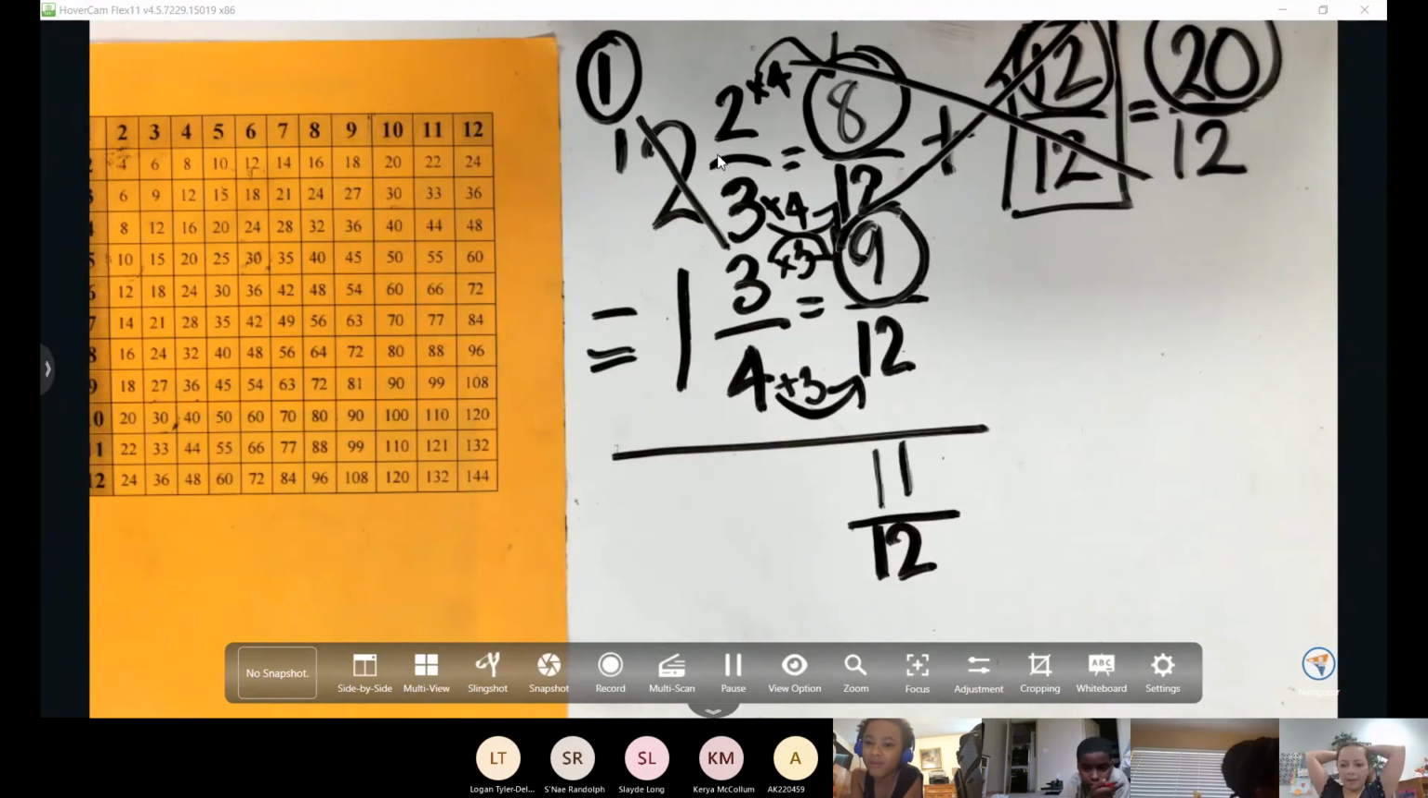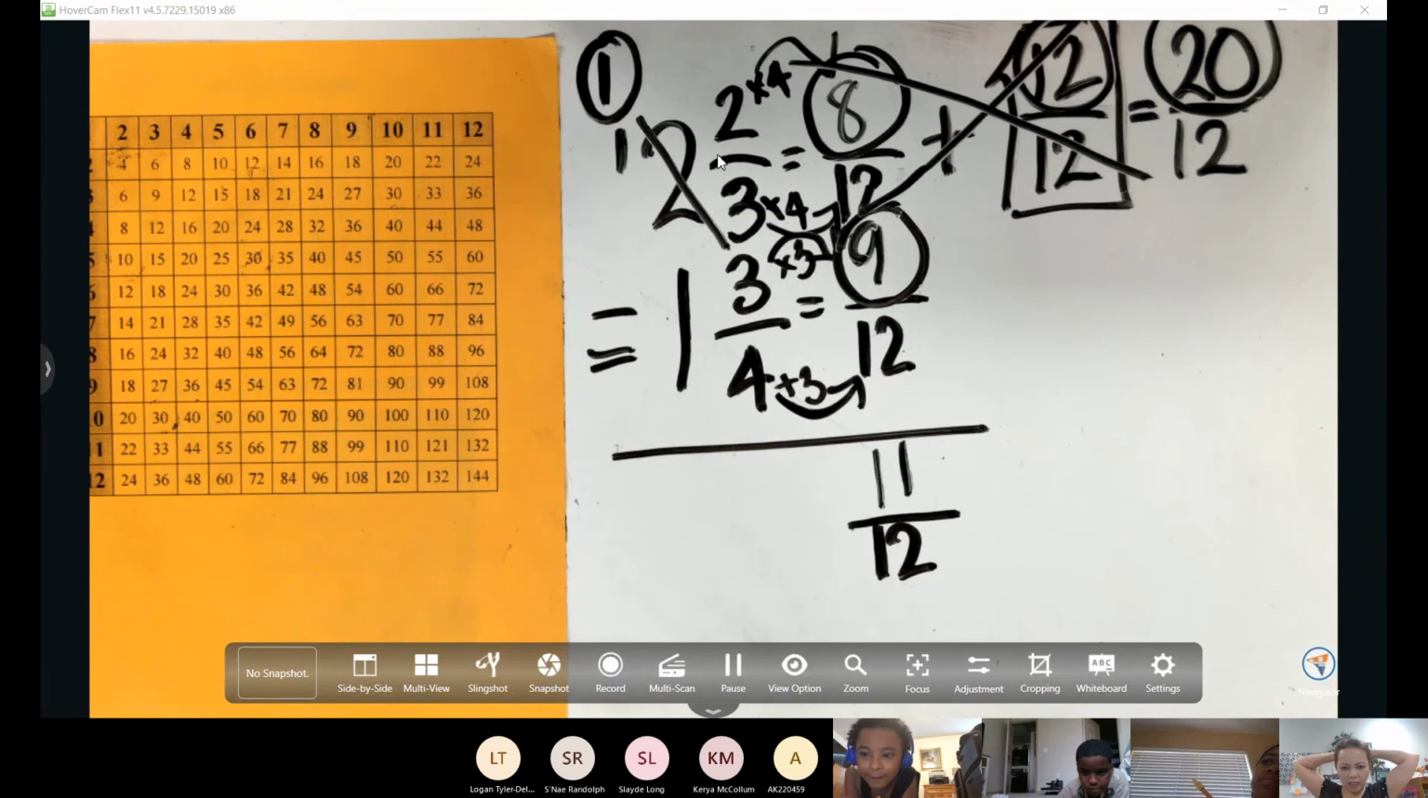What is the fourth step that we need to do? Go ahead, Xavier. The fourth step we're gonna do is what's called simplify it, I think. Yes, we simplify or reduce. And I will give you a little trick, okay?